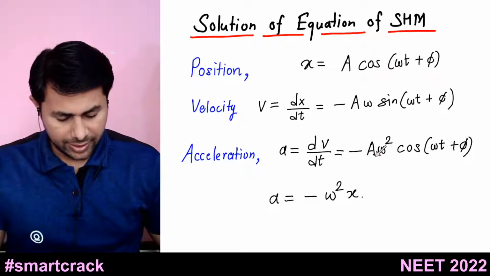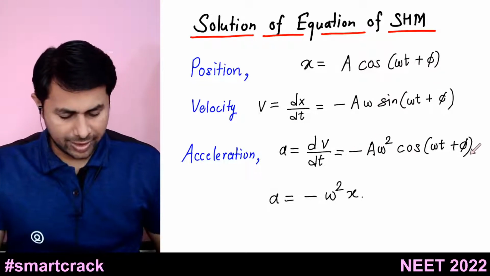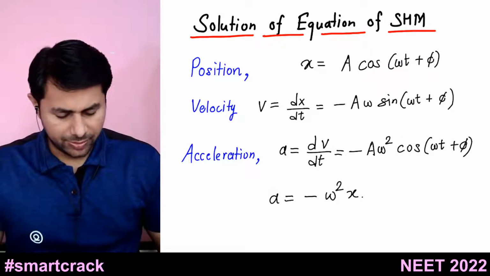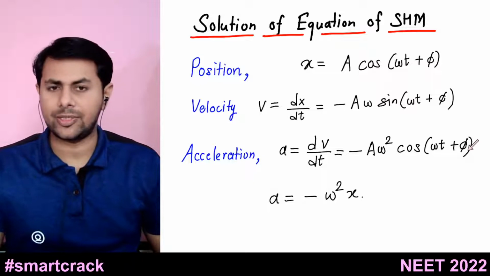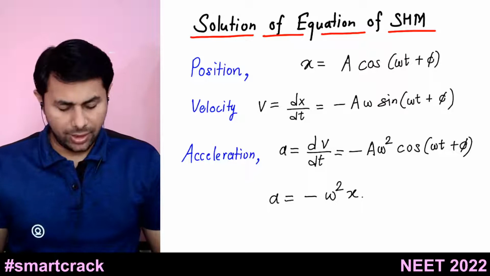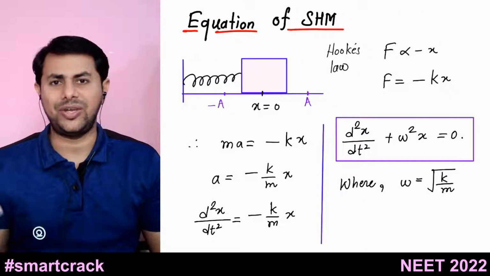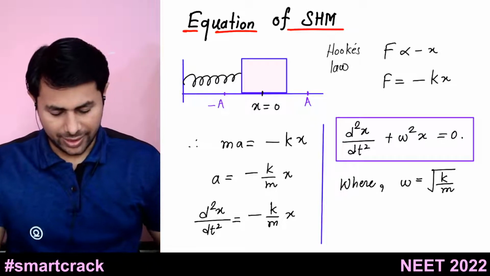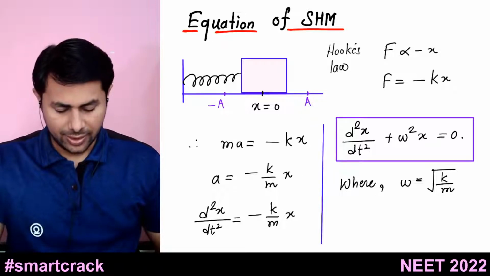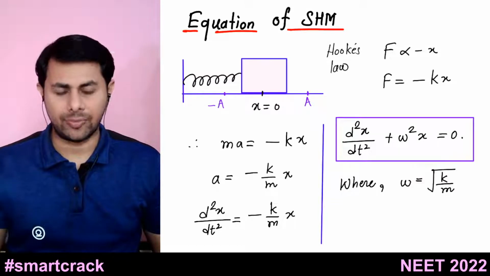And then you can see here you have minus of a times cos of omega t plus phi, which is x into omega square. So if you substitute a into cos of omega t plus phi equals to x, you get this equation, a equals to minus omega square x. So that's the thing from where we started. So a equals to minus k upon m into x. So this is our equation, and we have substituted k upon m equals to omega square.